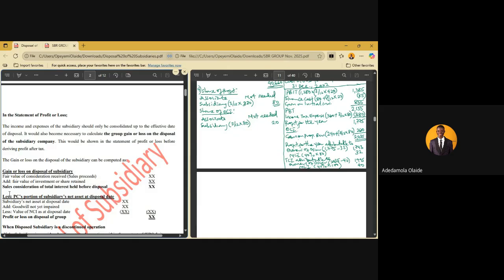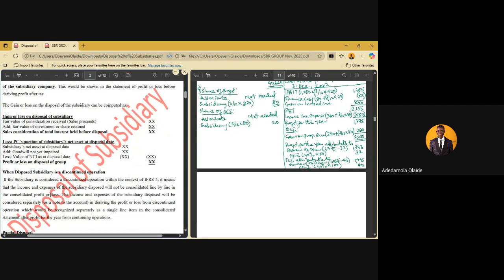And how do we treat this? The profit or the loss on the disposal group is added to our consolidated retained earnings. So the double entry would have been debit cash or bank with the whole proceeds. Then credit consolidated retained earnings with the profit or loss on the disposal group. And credit the investment you are selling so that you can take it out from the books.